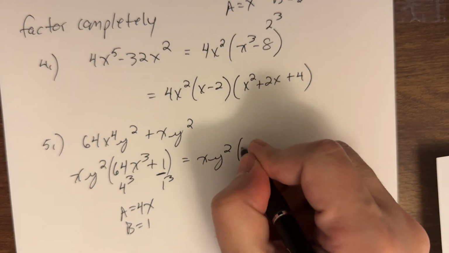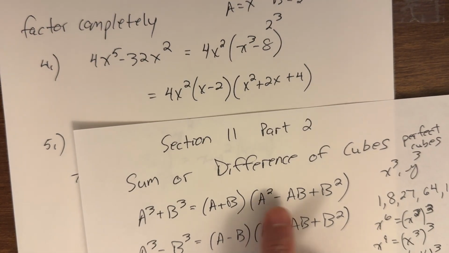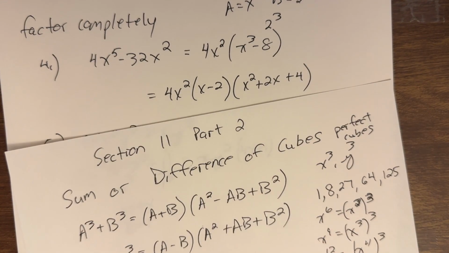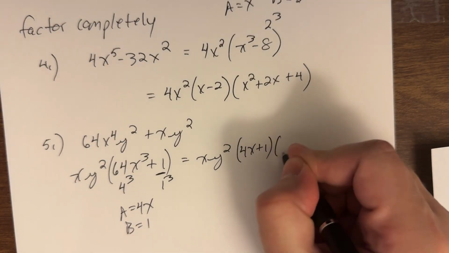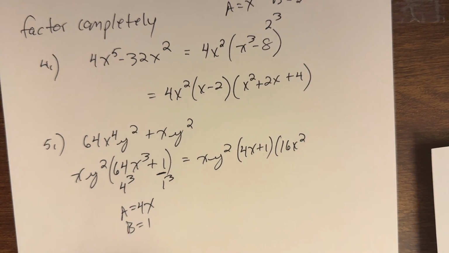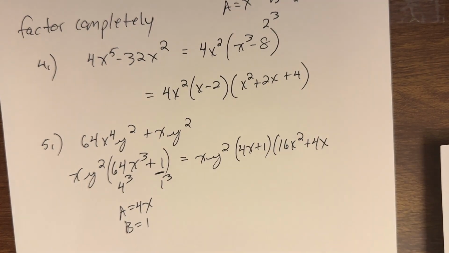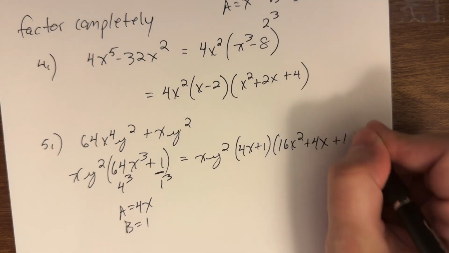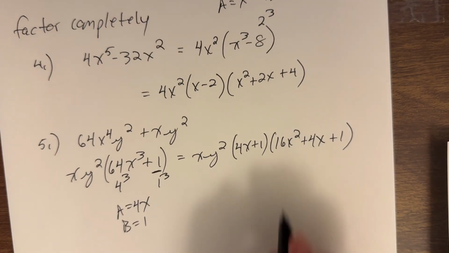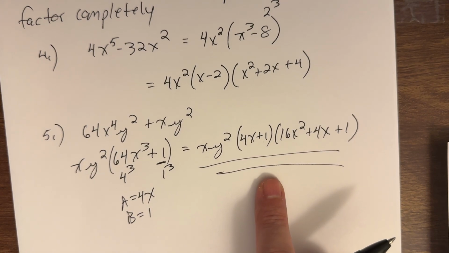A plus B becomes 4x plus 1. And then the a squared minus ab plus b squared. My a squared, 16x squared. I'm doing the squaring this time. A times b, 4x times 1 is just 4x. And then b squared, 1 squared is also 1. That is my final answer.